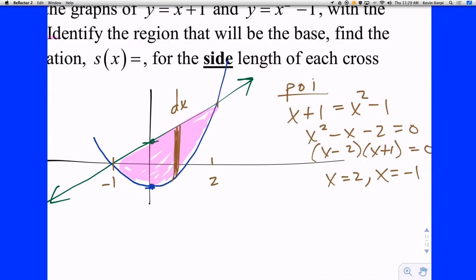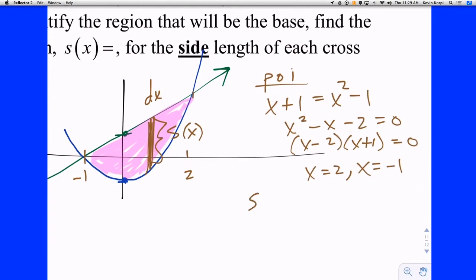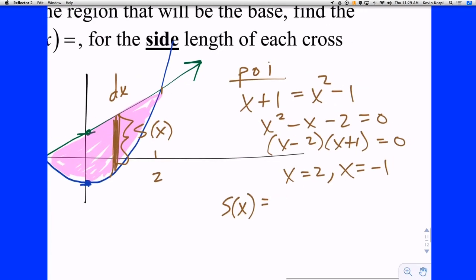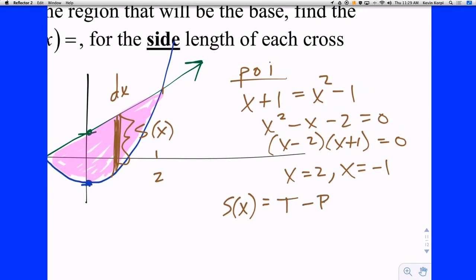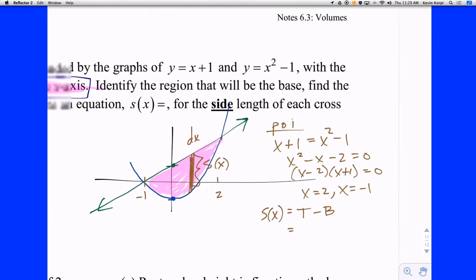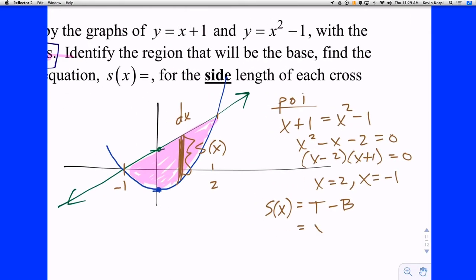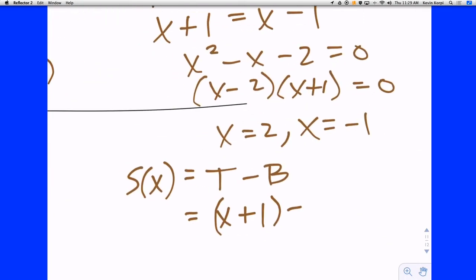The next thing that we can do is figure out what the equation is for s of x. You could just go top minus bottom each and every time, but we're going to use many, many different shapes. So I want to figure out what that is one time and then just recall it. So the side length, which is what we called the height in the area section, is just the top curve minus the bottom curve. The curve that's on top is x plus 1 minus the curve that's on the bottom, x squared minus 1.